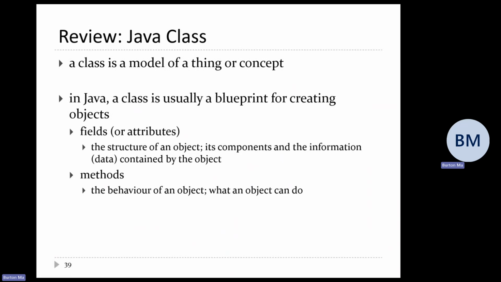Okay, so remember what a class is. Remember in Java, a class lets you define a type. But really, more generally, a class is basically a model of a concept or a thing, right? So a string is a model of a sequence of characters. A list is a model of a sequence of items. In Java, a class is usually used as a blueprint to make new objects, so most classes in Java are used to create objects.